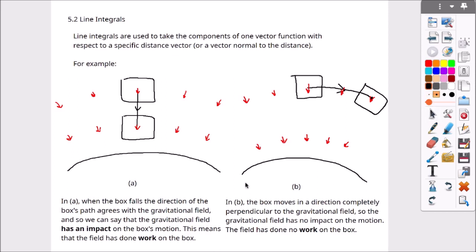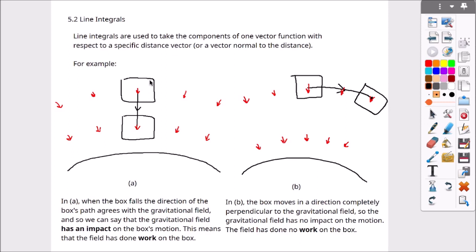What is a line integral? A line integral is a little bit more strange, I guess you could say. It has to do with vectors. So I'm gonna take these two diagrams for example. In this case, there's two types of line integrals. I'm gonna talk about the one for work and the one for flux. We're gonna do the one for flux in 5.4. Right now we're gonna do the one for work.